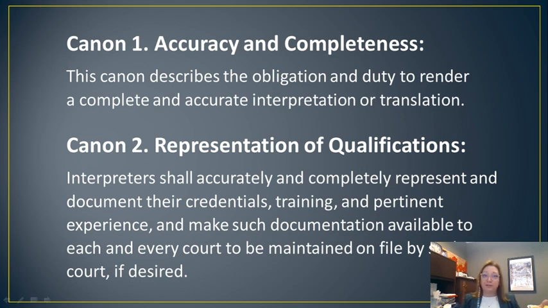Canon 1, accuracy and completeness. Again, I'm just going to read the headlines, and then you can read and we can talk more about this. Canon 2, representation of qualifications. You can't say that you are something that you are not.